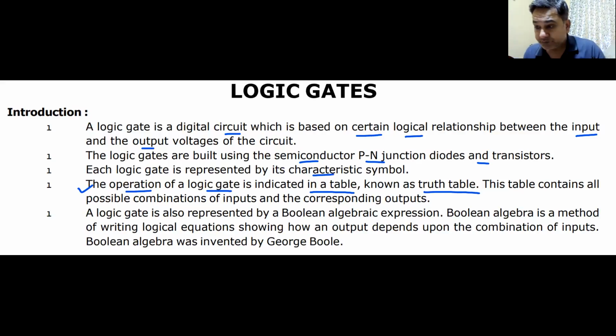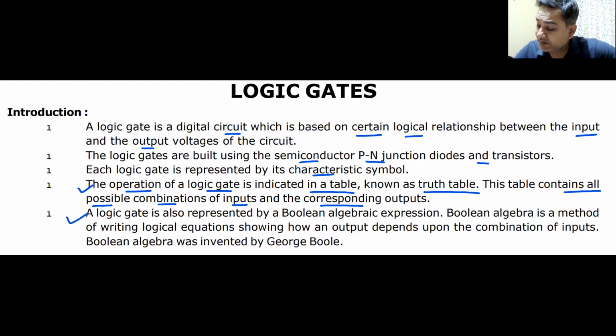Good. So it has a truth table, and we'll come to that. What is that truth table? That truth table tells us the truth. It also tells us what will happen. What will happen if you give one thing in the input? What will be the output that you are going to get? So that is known as the truth table. It contains all possible combinations of inputs and their corresponding outputs. Whatever be your input, you will put it there, and whatever is your output, you will also put it there. That table is known as the truth table.